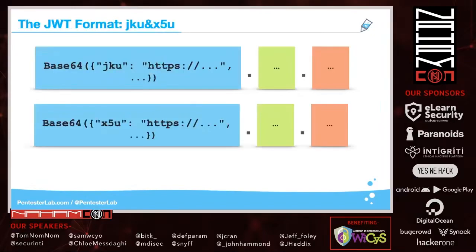As part of the header, you can have 2 parameters, one named JKU and one named X5U. So JKU is JWK URL and X5U is X5C URL. The former links to a JWK, so a JSON Web Key at a certain URL, and the second one links to an X5C, so an X509 certificate at a certain URL.